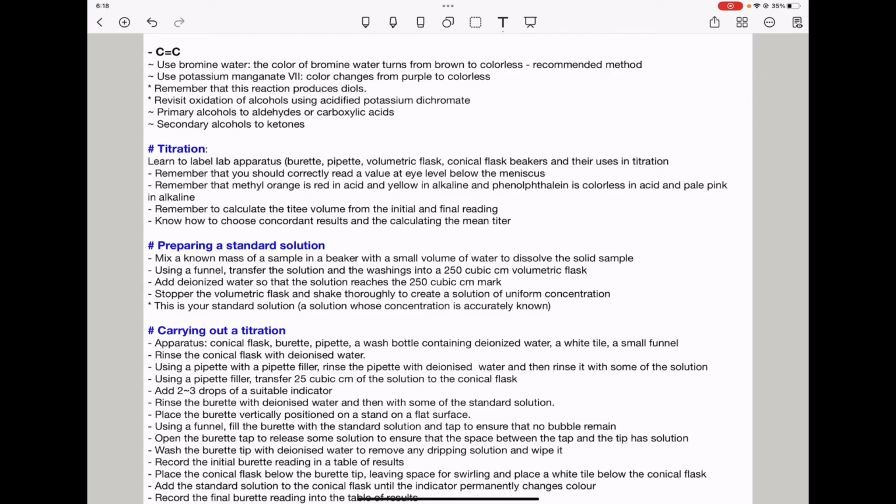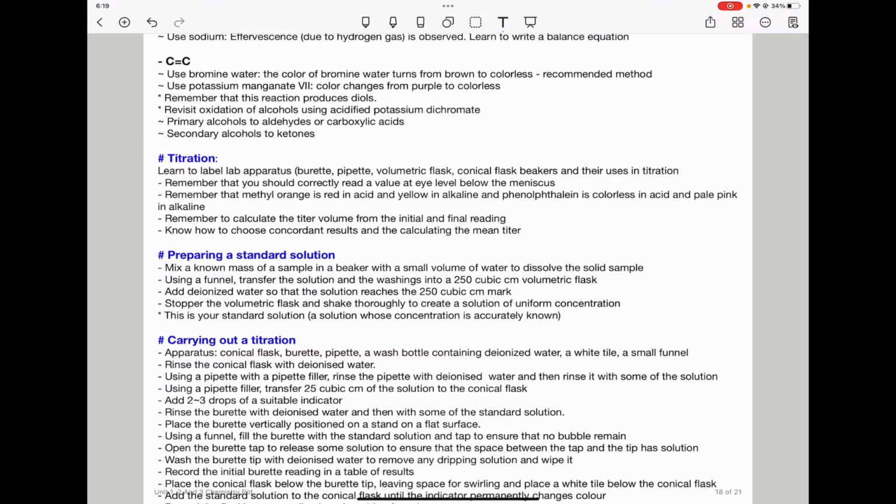Going on to titration, you need to learn to label lab apparatus like a burette, a pipette, a volumetric flask, conical flask, beakers, and so on. And then you need to remember that you should correctly read a value at eye level below the meniscus. Remember that methyl orange is red in acidic and yellow in alkaline, while phenolphthalein is going to be colorless in acidic and pale pink in alkaline. You need to remember to calculate the titer value from the initial and the final reading. You need to know how to choose concordant results and calculate the mean titer.